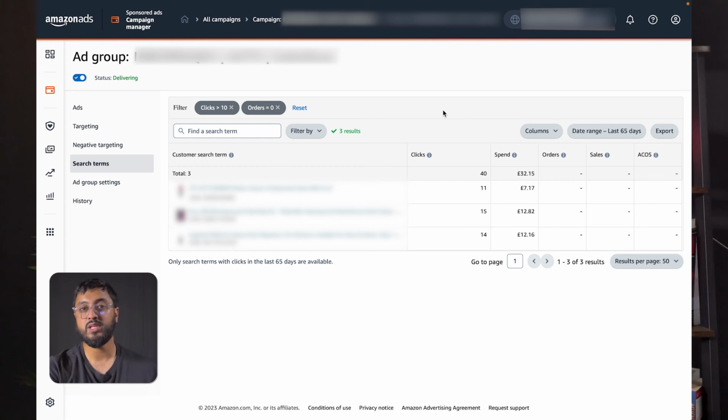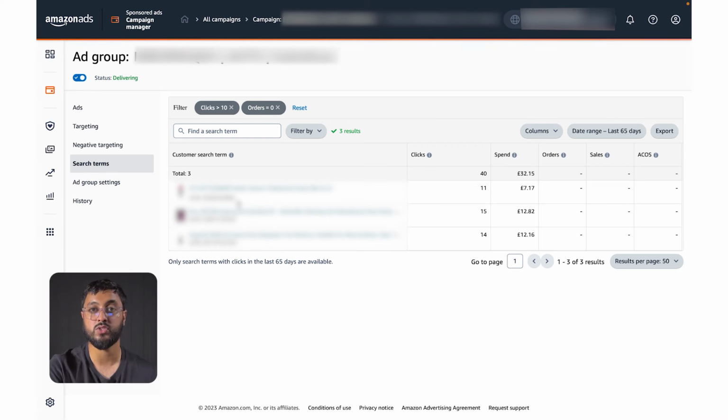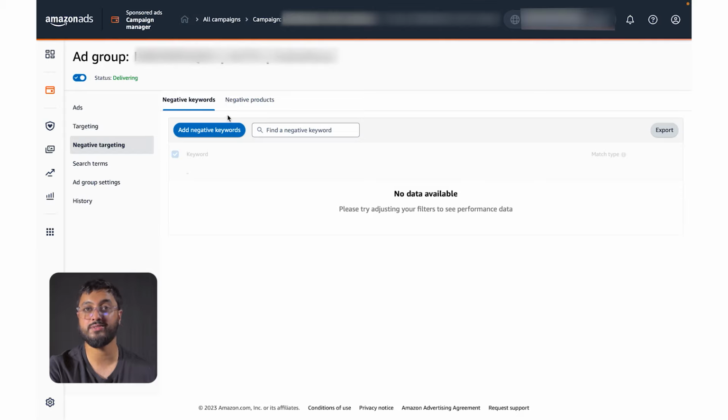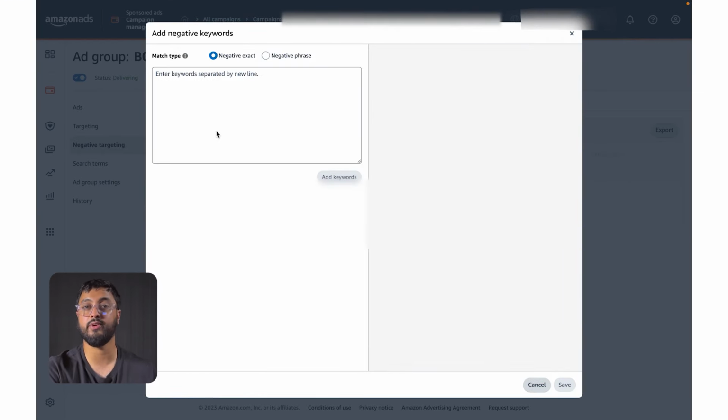And this will leave us with the search terms that are costing us. So here you can see we spent only £32 on this auto campaign for this product, and that's not resulted in any sales. We've received a total of 40 clicks with no orders. So we can just go ahead and pretty much add these as negatives. So you want to copy and then paste them into negative exact so that Amazon doesn't charge us any money for these terms. You'll also see an option for negative phrase.